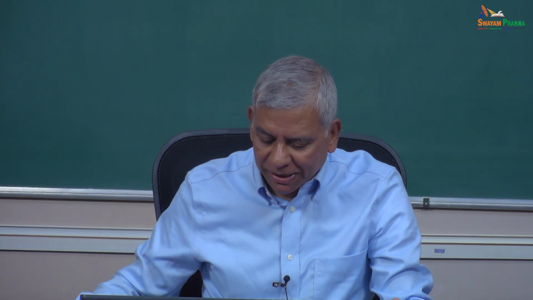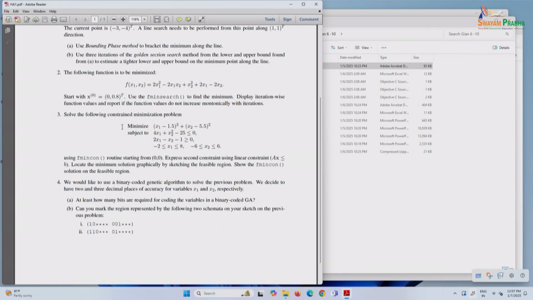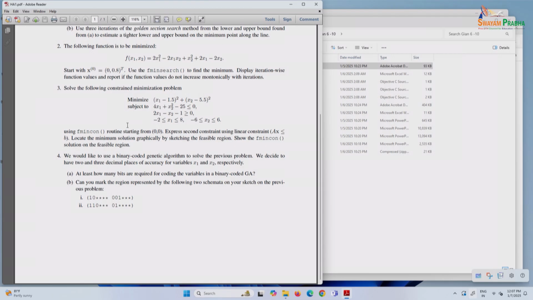So now we'll open the, I think I need to open HA1 first because one of the problems we could not solve because of time. All right, so I think we didn't go to number 4, right? You did only 1 to 3. So let's, because we didn't cover GA at that time enough, I want to solve the same problem here using binary coded GA, which we introduced today, actually yesterday, but we did a bit of theory today.